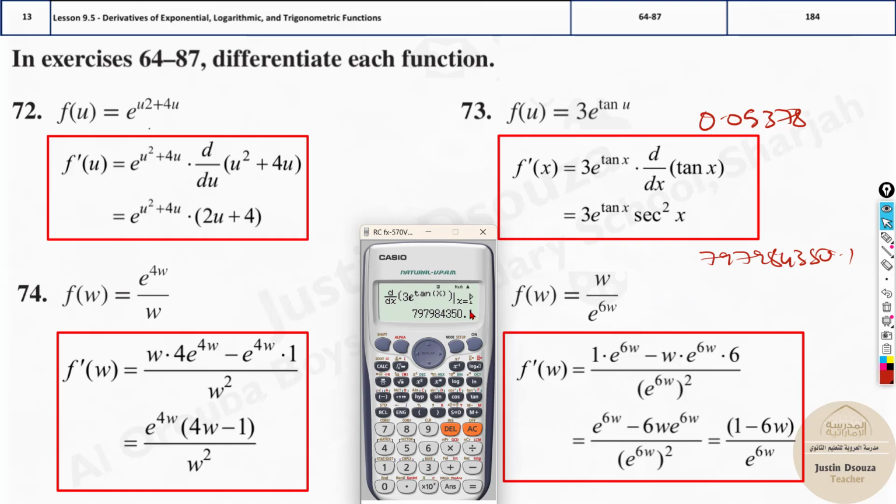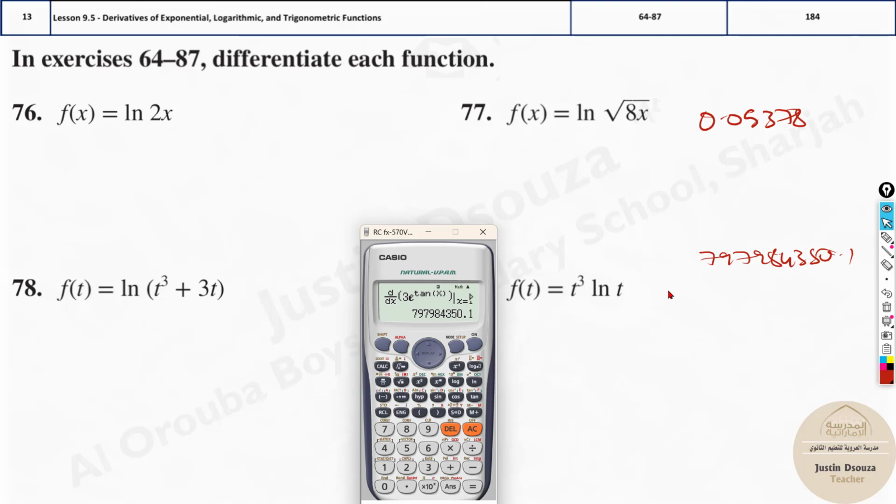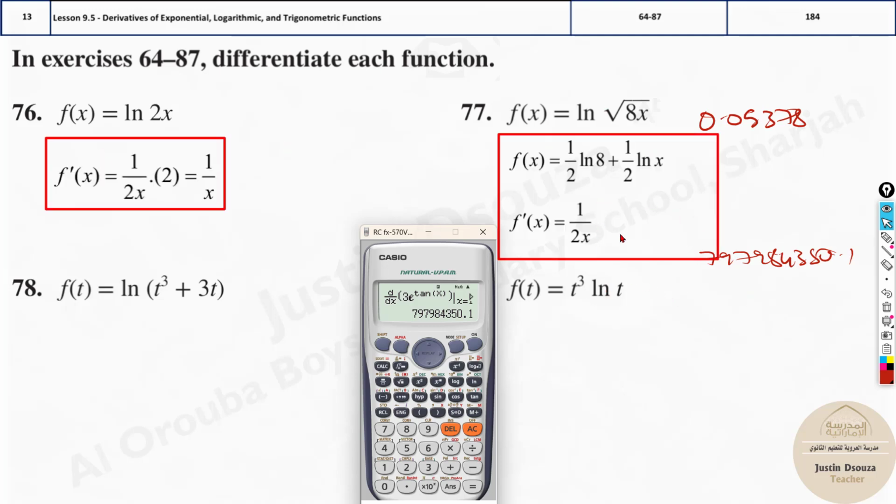But if it was in degrees mode, it won't work. Only in radian mode will it work for trigonometric functions. So please keep that in mind. Now I'm getting the correct answer. But that time, that was an error. So whenever trigonometric functions are there, please do this. Now these are again fine. You have no problem with these.